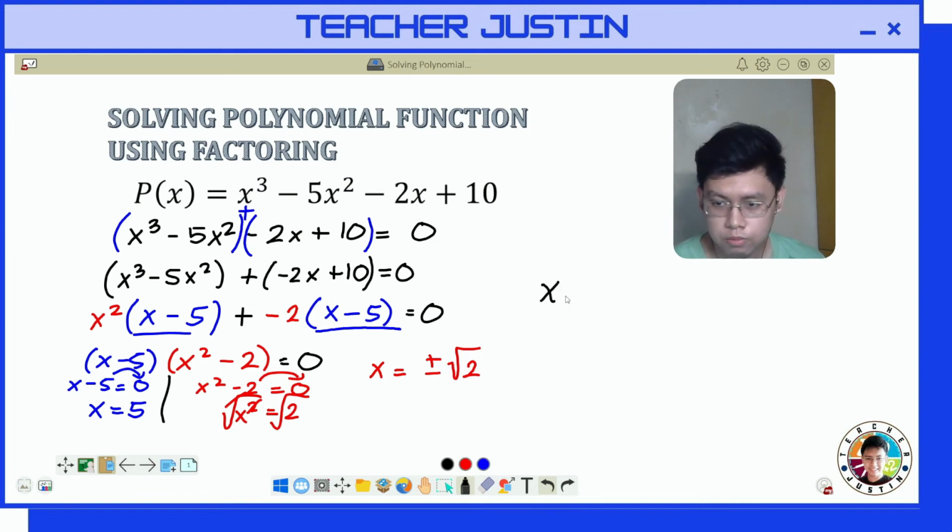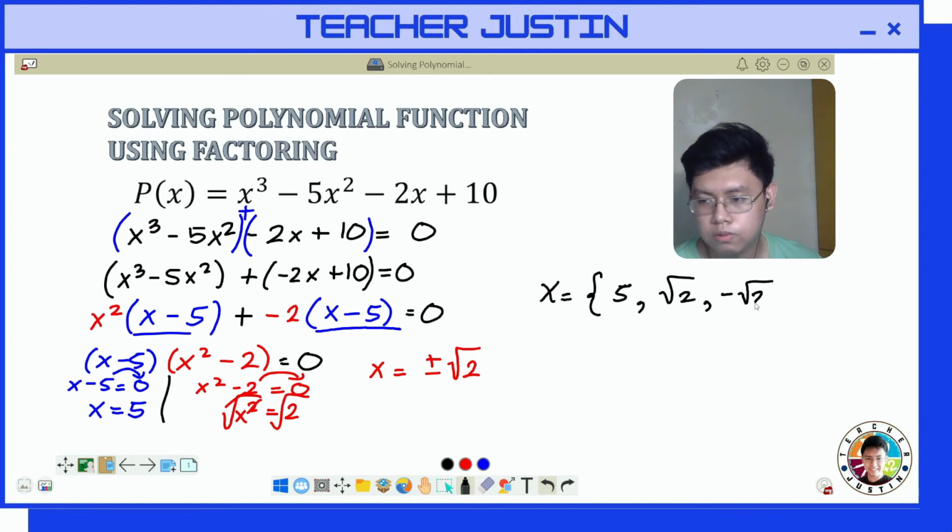Now let's write our value of x. So we now have the value of x of this polynomial function, which is 5, positive square root of 2, and negative square root of 2. And that will be our final answer. Ta-da! Alright. And that is it.